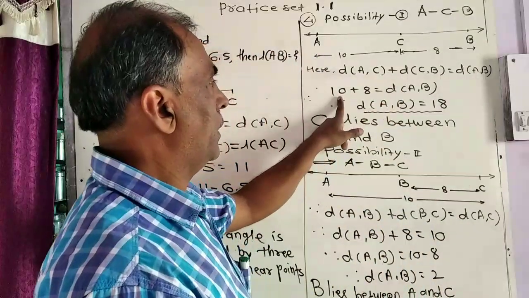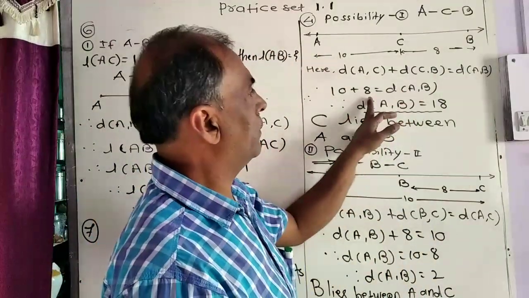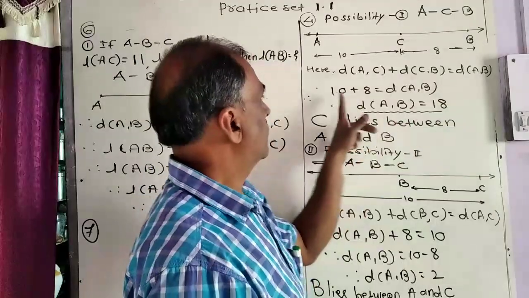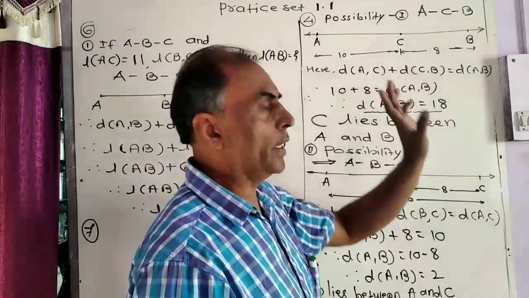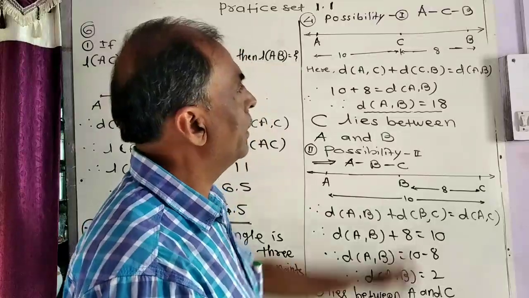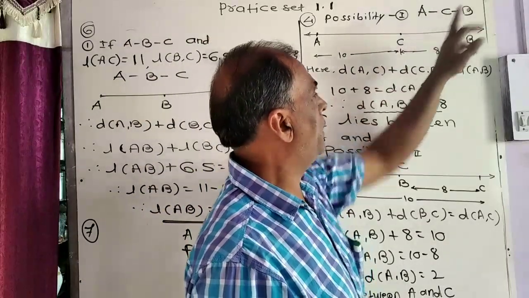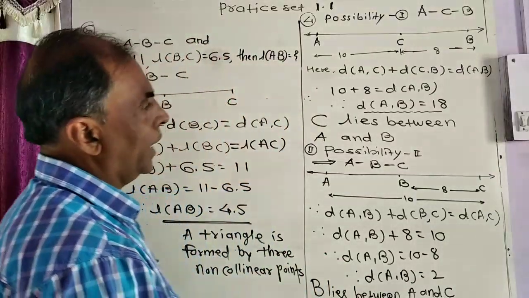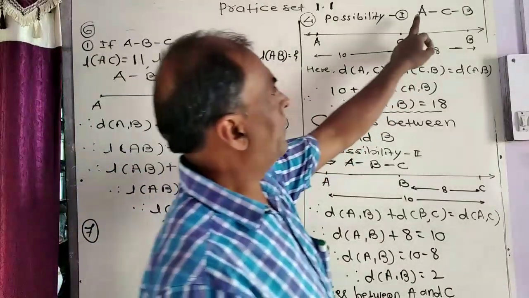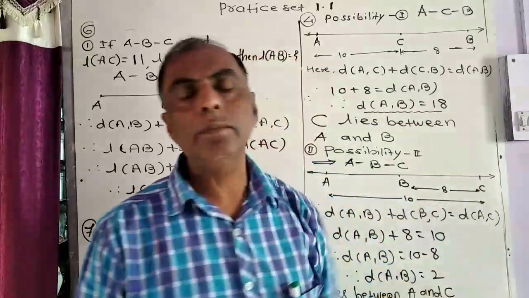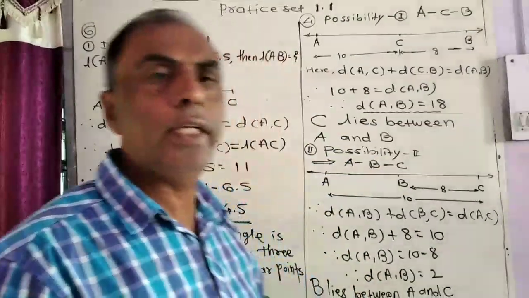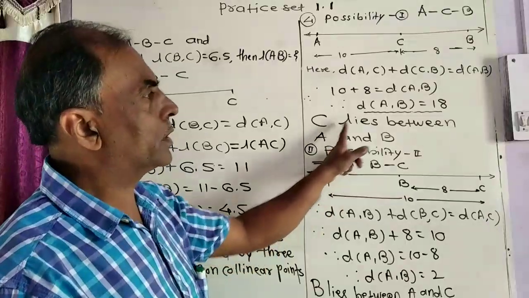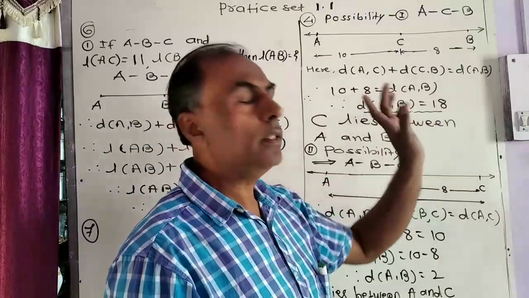So distance AC is given 10, plus distance CB is given 8, is equal to distance AB. So 10 plus 8 is equal to 18. So for this first possibility, A-C-B, we find that distance AB is equal to 18, and we say that point C lies between A and B. So this is the first possibility. If we take A-C-B, then the distance AB is 18 units.